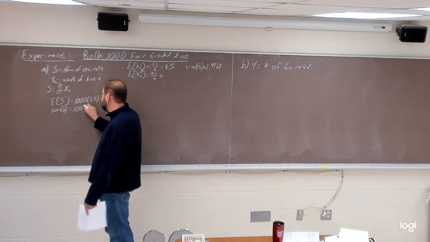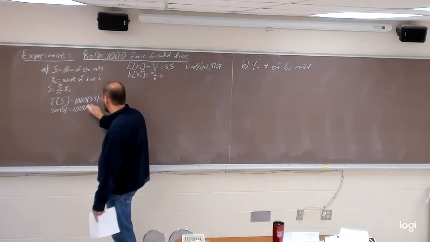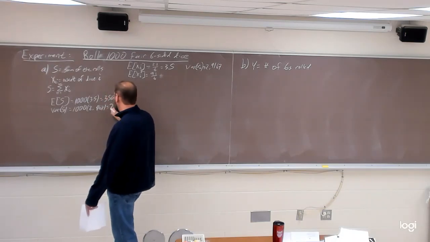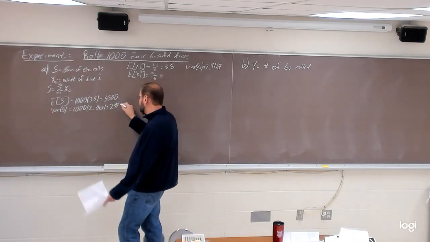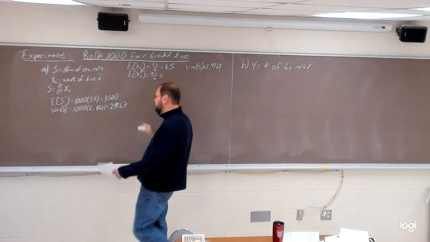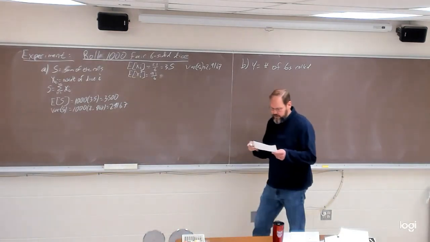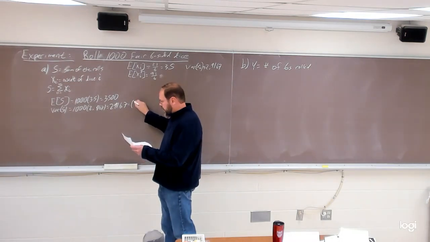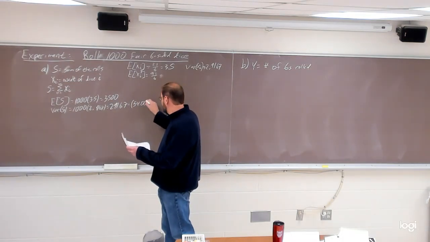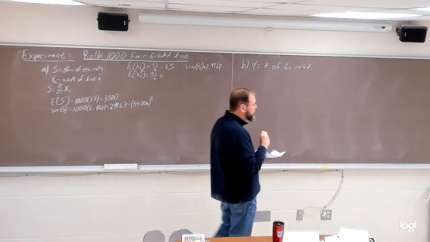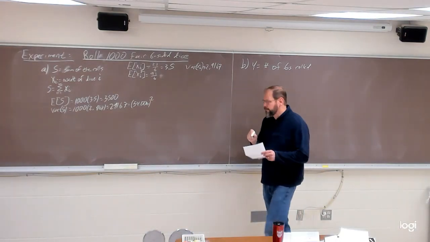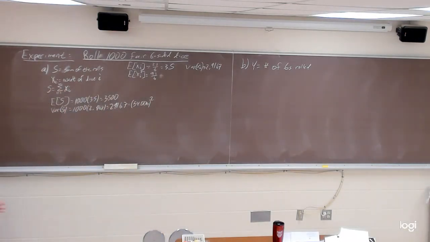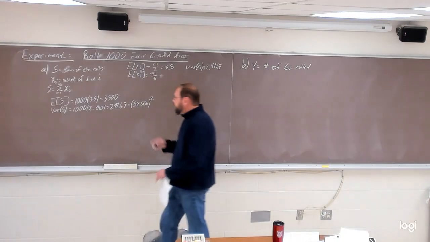It'll be 1,000 times the variance of one of the rolls, which is 2.9167, which would be 2,916.7 or something along those lines. Which is equal to 54.006 squared. Give me a second. So there's our variance for S.